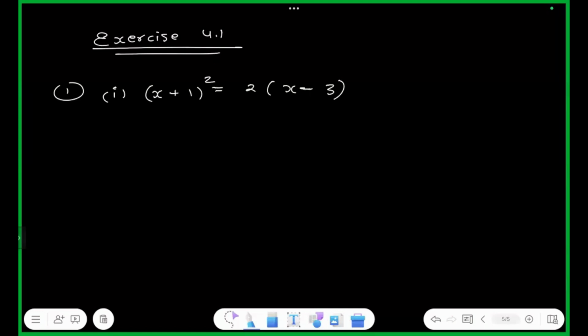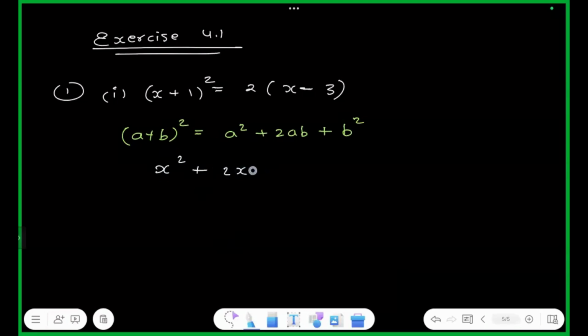So (x + 1)² is equal to 2x − 3. Here, (x + 1)² looks like our identity. Which identity? (a + b)². We have learned that, no? Now see here. If we compare, then our a is x and our b is 1. So when I expand it using the identity, I will get a², that means x², plus 2ab, that means 2 into x into 1.